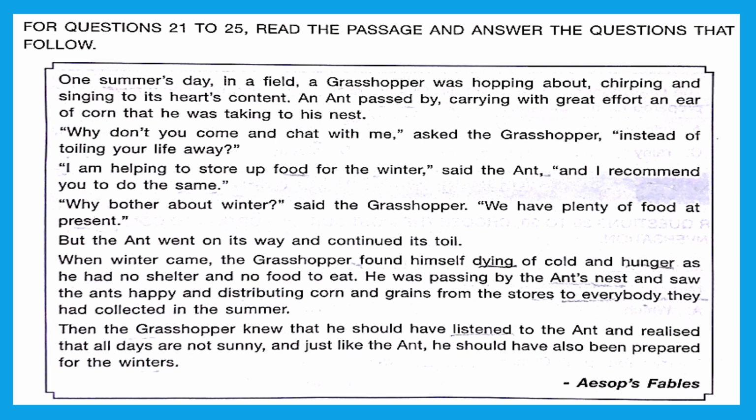When winter came, the grasshopper found himself dying of cold and hunger, as he had no shelter and no food to eat. He was passing by the ants' nest and saw the ants happy and distributing corn and grains from the stores to everybody they had collected in the summer. Then the grasshopper knew that he should have listened to the ant and realized that all days are not sunny. And just like the ant, he should have also been prepared for the winters.